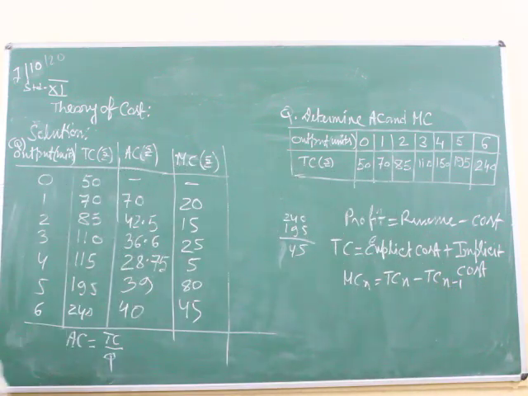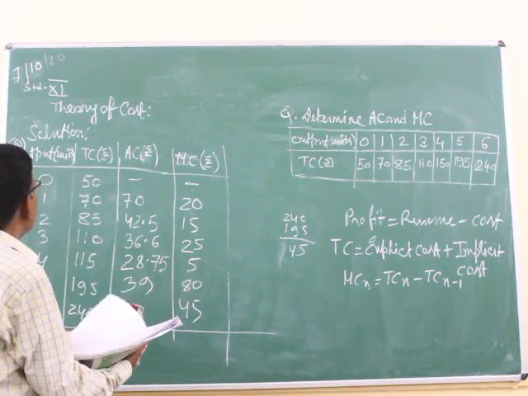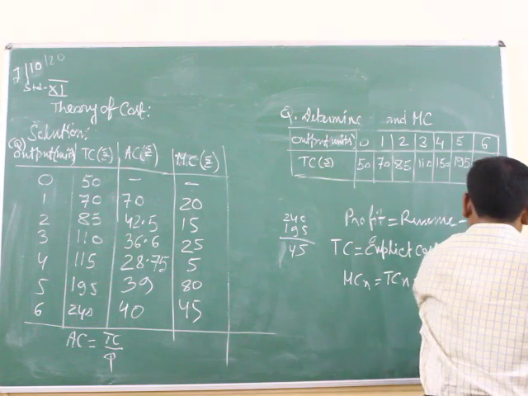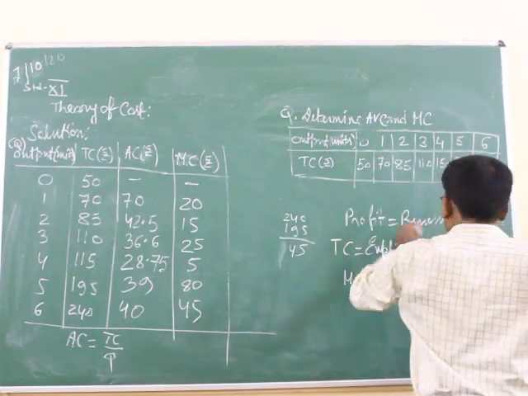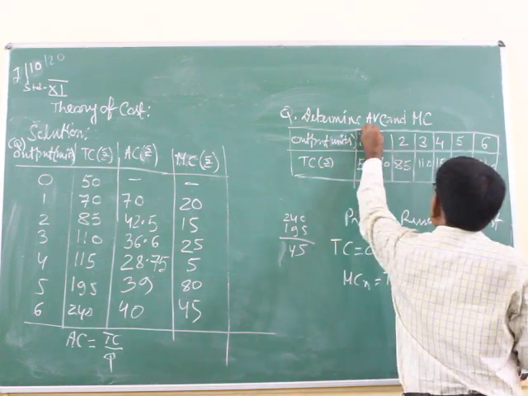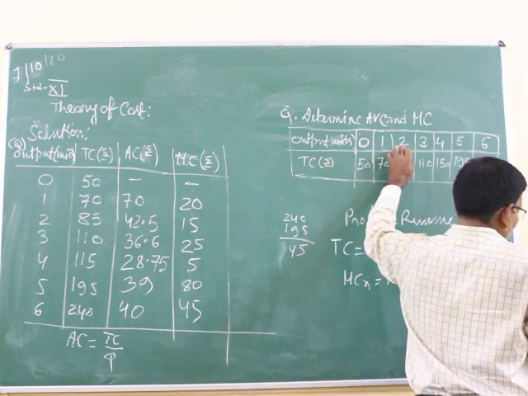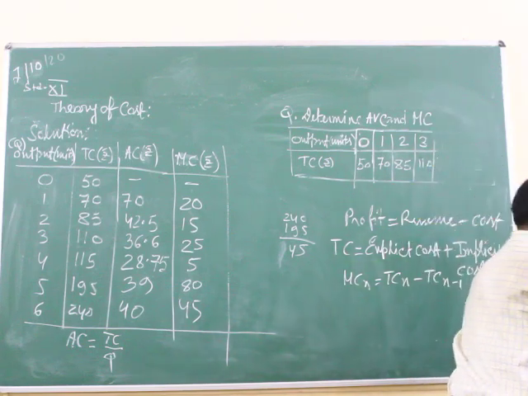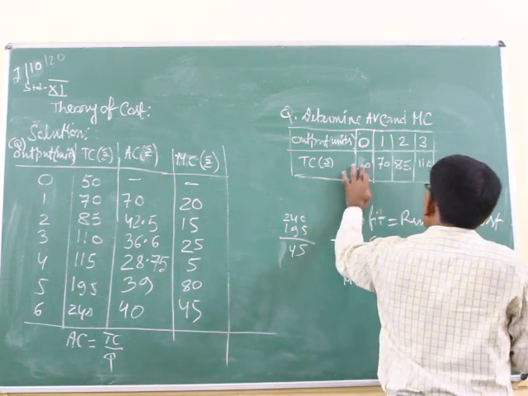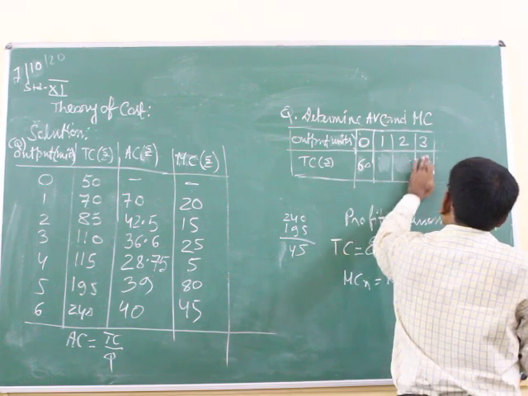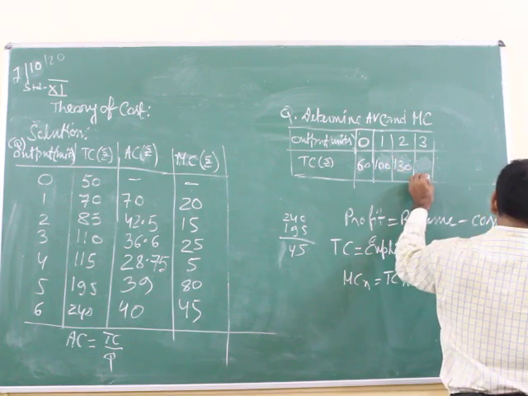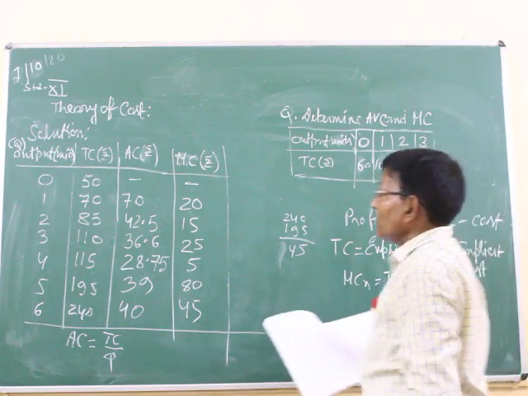Now, next, I am going to solve another question. Find AVC and MC. The outputs are given as 0, 1, 2, 3. Up to 3, the values are given. And what are the values of TC given? It is 60. Next one is 100. Next one is 130. And the last one is 150. We are going to solve the values.